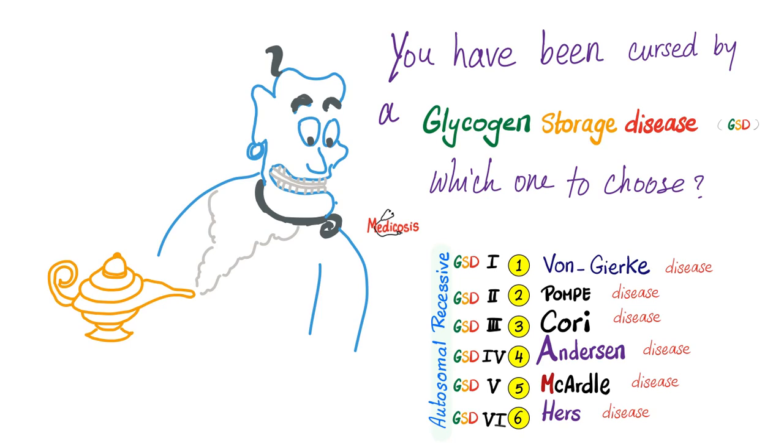What are these glycogen storage diseases? Glycogen storage disease type 1 is Von-Gierke, type 2 is Pompe's disease, type 3 is Cori, type 4 is Andersen, type 5 is McArdle, and type 6 is Her's disease. If the genie came to me and said, "Hey Medicosis, you have been cursed by a glycogen storage disease, which one would you choose?" Well, I hate all of them. If I have to choose, I'll go with Cori, or glycogen storage disease type 3. Why is that? Because it's a mild disease. For sure, I will not choose type 4 or Andersen. That's evil. This can lead to death early in childhood.